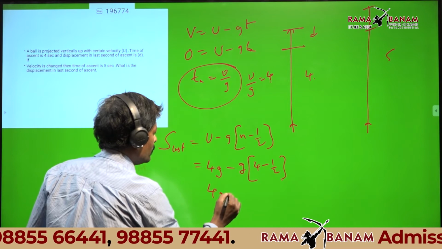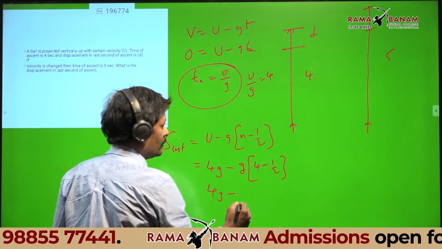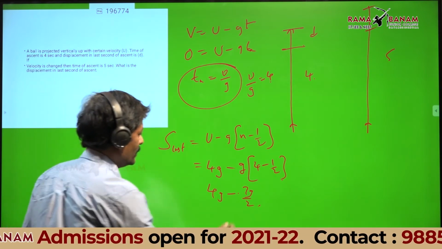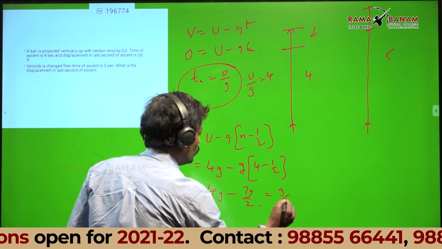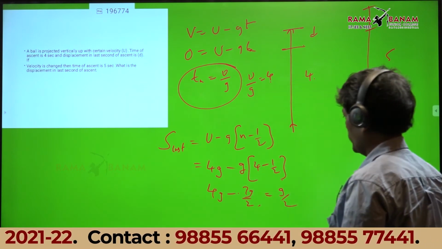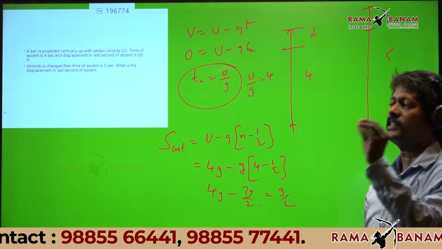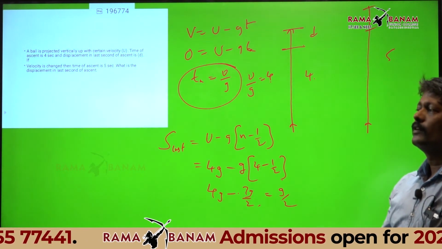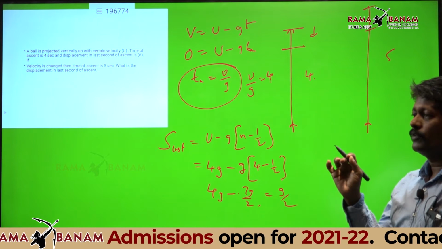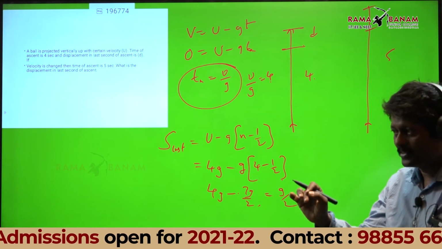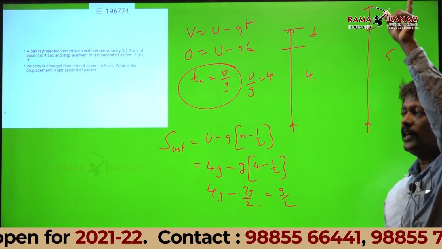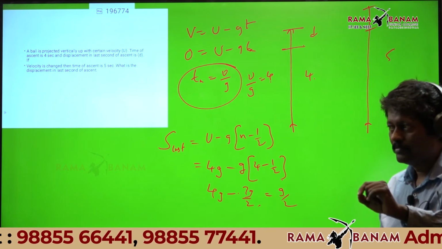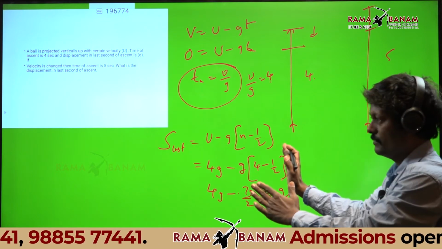That is 4g minus 3.5g, which is 7g by 2, so the result is g by 2. G by 2 means how much? 4.9 meters. That means in the last second it covered 4.9 meters. That's the first case.